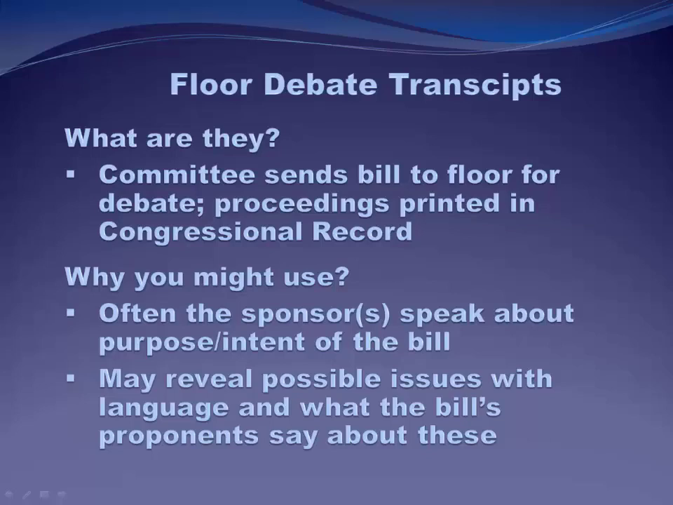The congressional record is published in two editions, the daily edition and the bound edition. So the daily edition is published every day when Congress is in session. That's a lot of information, as you can imagine. The paper-bound daily edition has four distinct sections.